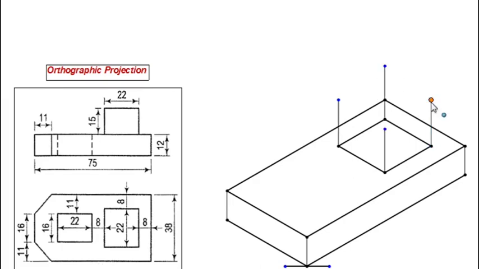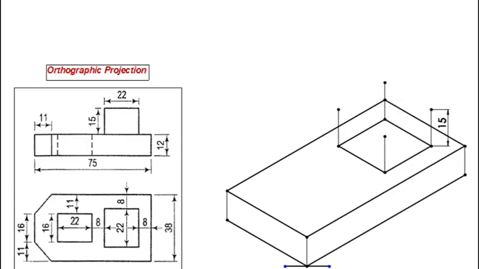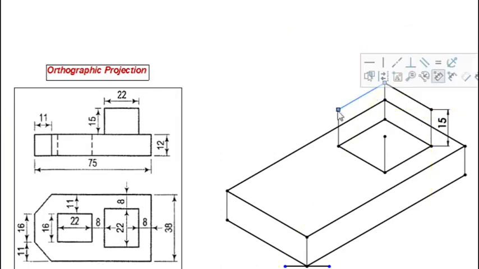adding the relation, this length, this length, this length and this length should be equal and parallel to each other. Giving the dimension, this line should be 15 mm long. Now by joining the top ends of these lines, I am completing the box. Okay, like this.